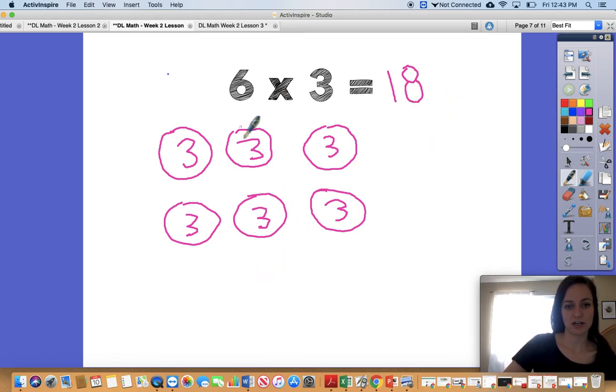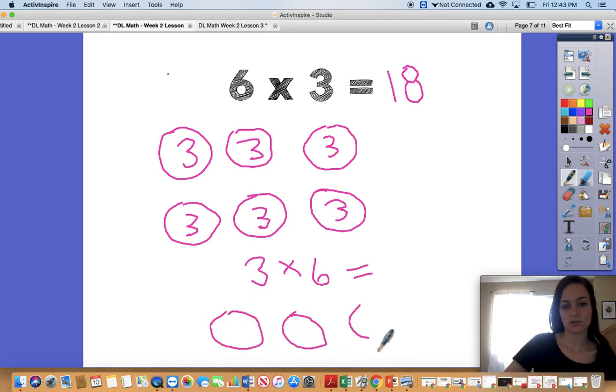You could also draw it as 3 groups of 6. Remember, with multiplication, it's really cool because I can flip these. 3 groups of 6. And I can draw 1, 2, 3 groups with 6 in each one. And then I can count by my 6s. 6, 12, 18. I still get the same exact answer.